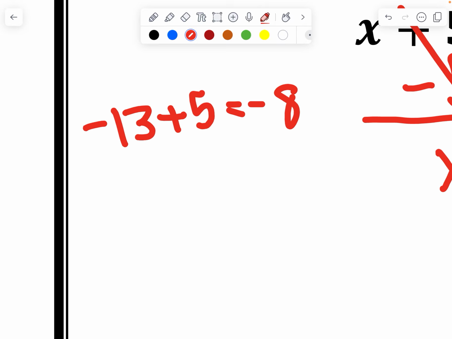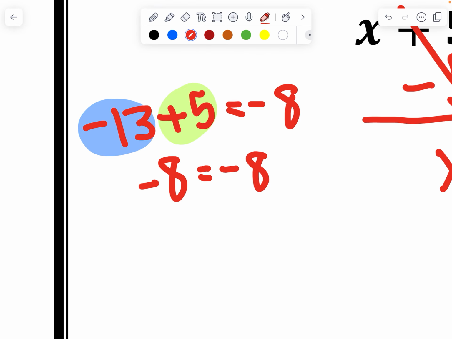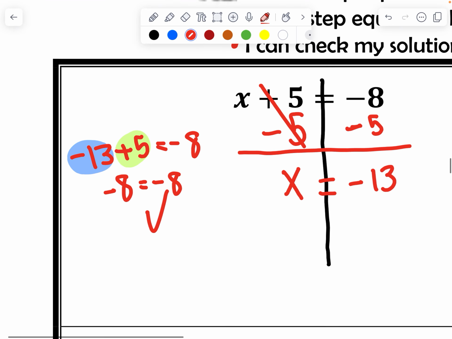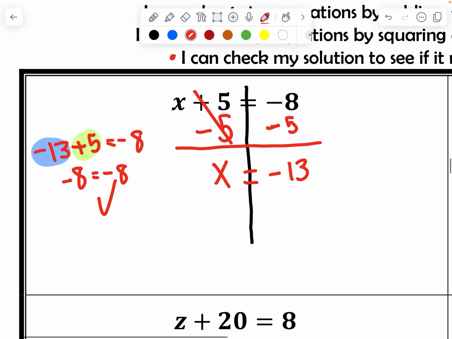So these have different signs here. We have a negative 13 and we have a positive 5. Different signs mean subtract. So 13 minus 5 is 8. And again, keep the sign of the higher number. 13 is the higher one here, and it was a negative. So this would be negative 8 equals negative 8, which means we did the problem correctly because we got a true statement. Negative 8 does in fact equal negative 8.